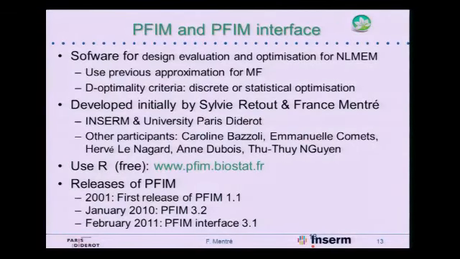We also developed software that we call PFIM, for Population Fisher Information Matrix, that implemented this approximation. It was developed initially by Sylvie Retout, a PhD student, and myself, and now it's been extended by other participants, including Tu Nguyen, who is here. It's using R, so it's free software that you can download from here. The first release was 10 years ago, getting old. And we had a new release last year where you have this multiple response model with ODE, powers, discrete covariates, and so on.